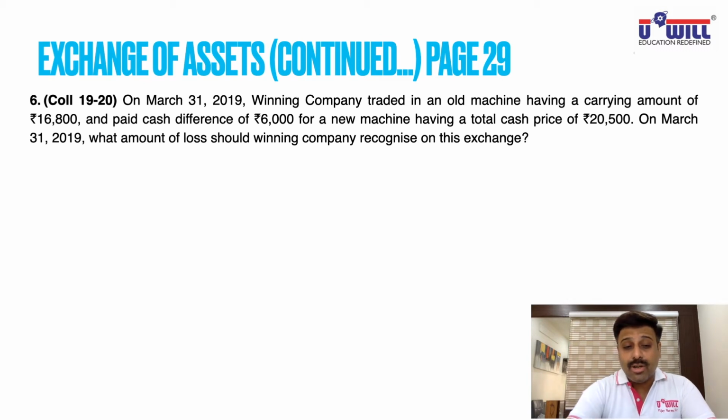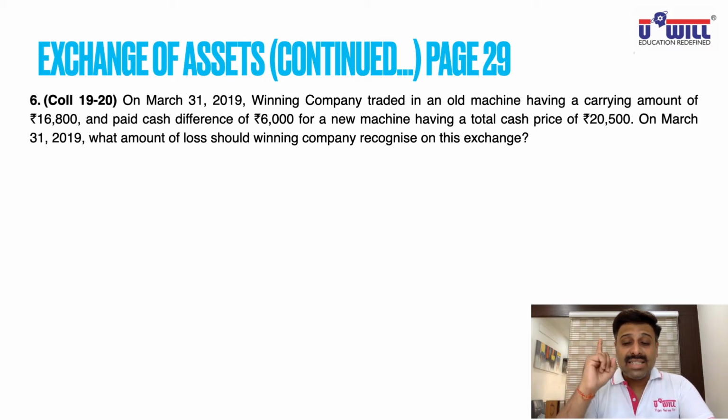So on March 31, 2019, what amount of loss should winning company recognize on this exchange? Like in the previous example we took up, there was a profit, here there is a loss. There we gave 2,500 of consideration and got 3,200. Here we are giving 16,800 and 6,000, 22,800, and against that we are getting 20,500 of asset only. So the difference, 2,300, is our loss.